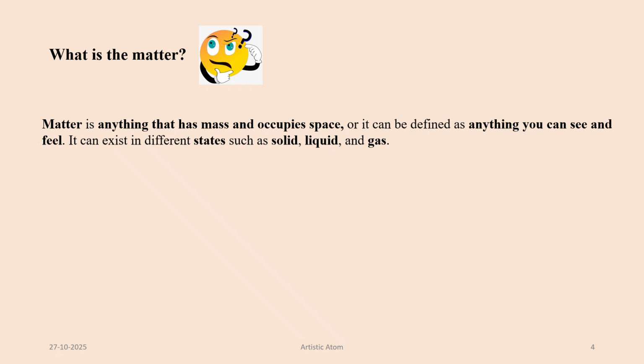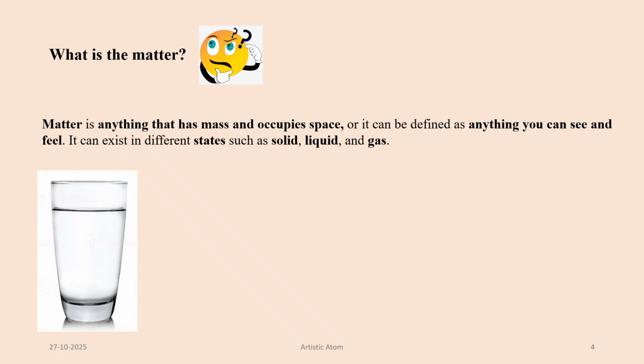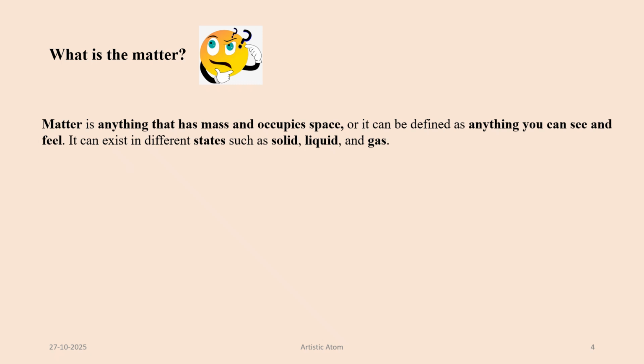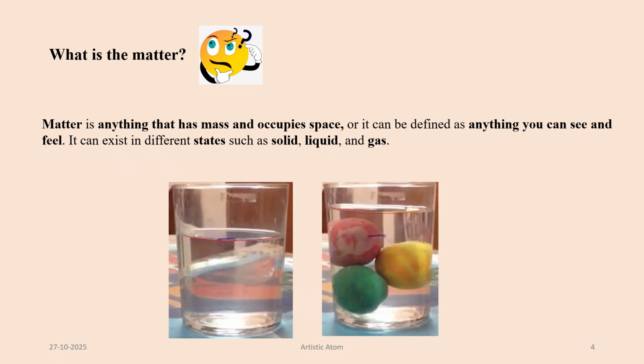Now, this matter can exist in different states. For the time being, we'll be discussing only 3 states of matter, that is solids, liquids, and gases. There are more, but for your stage level, these are the only ones we're going to discuss. Now, when we talk about liquids, you can see in this glass that the water we have poured inside it has occupied some space. It even has some mass. I can see it, I can feel it. So I will call this matter. And which state of matter is it? It is a liquid.